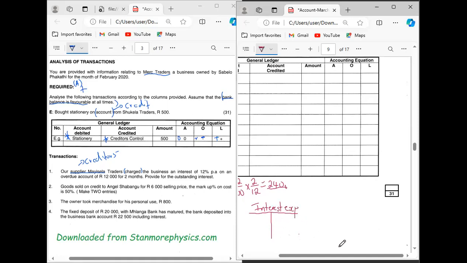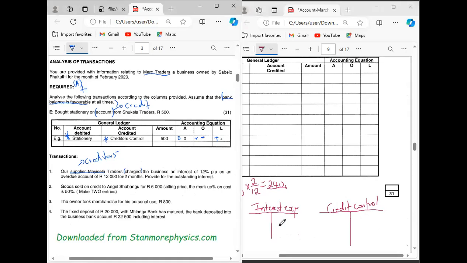And then who is charging us an interest? The person that is charging us an interest is our creditors, our suppliers. They are referred to as our creditors, meaning we are going to have creditors control, meaning now we are accumulating more liabilities on top of the 12,000 that we are owing them. They are now charging us an extra 240, meaning we are accumulating more liabilities.